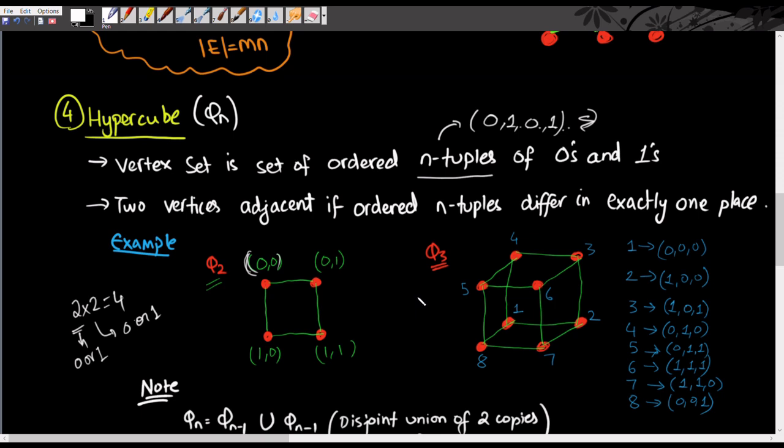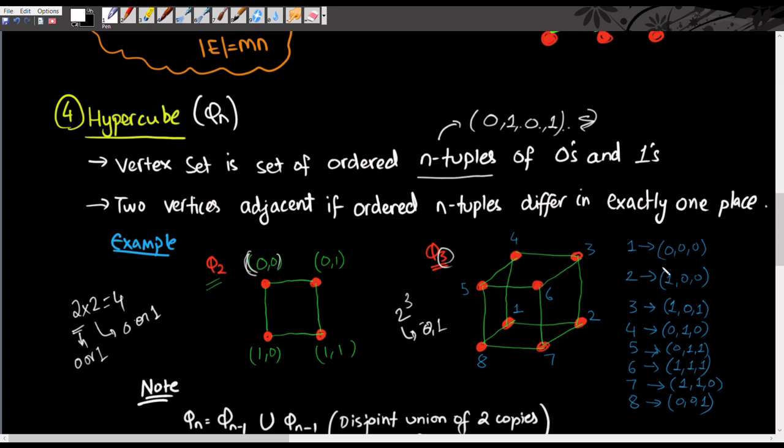For Q3, I think it would be pretty obvious by now that there will be 8 vertices, because it's 2 to the power 3, right? Each entry can take either 0 or 1, and you've got 3 positions, so 2 to the power 3. If you plot it out on paper, it pretty much looks like a cube, right? And I've labeled my vertices as 1 to 8, and I've written down what the vertices would be.